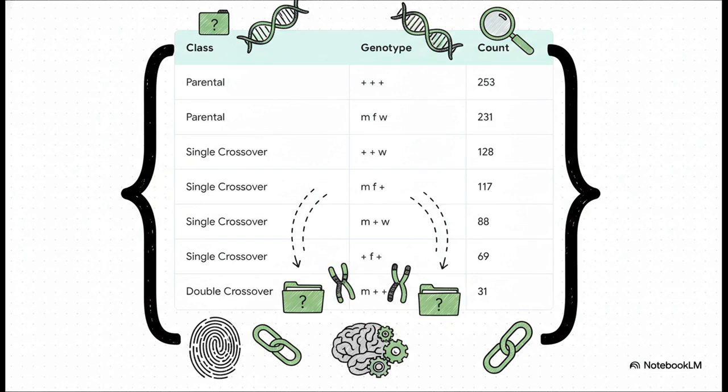So let's just take a moment and rearrange our evidence based on what we just figured out. Look at that. It's so much clearer now, isn't it? We've got our 2 parental classes right at the top, our 2 double crossover classes, our smoking gun, at the bottom, and then the 4 single crossovers are sandwiched in between. Our case file is finally organized. Now, the real detective work can begin.